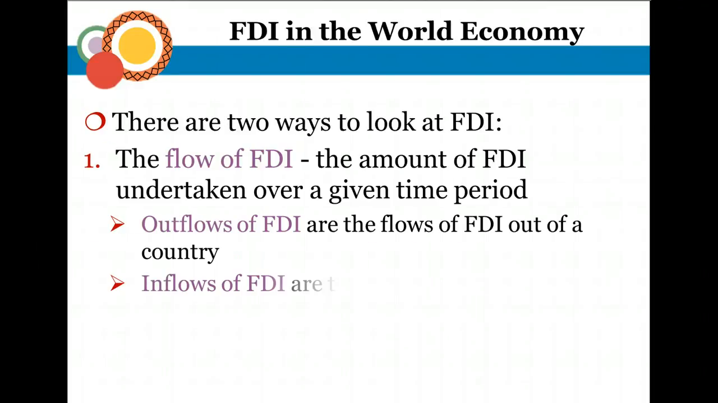Okay, so there are two ways to look at FDI. The amount of FDI undertaken over a given time period: we have the outflows of foreign direct investment out of the country and the inflows into the country. So the United States has a large amount of money that is directed into foreign businesses every year, but we also have a huge amount of money that's invested in our domestic business from foreign sources.